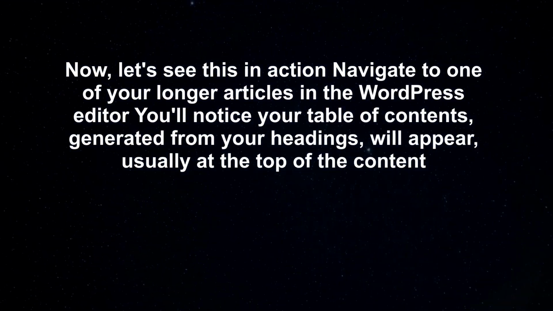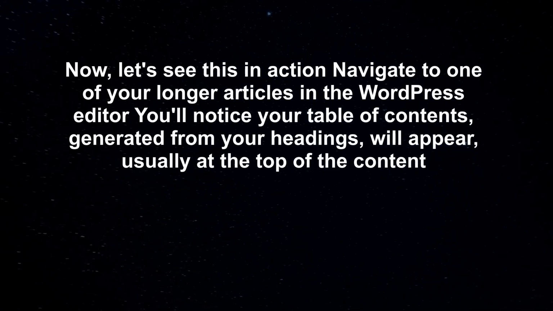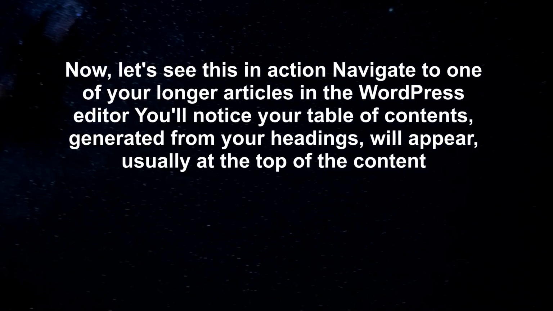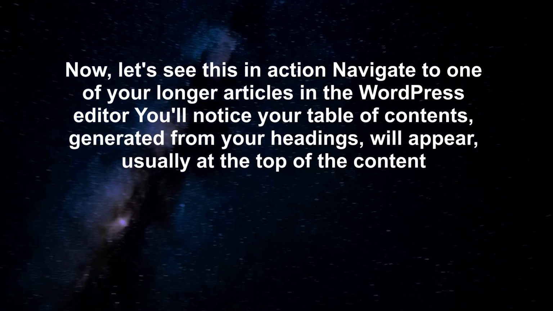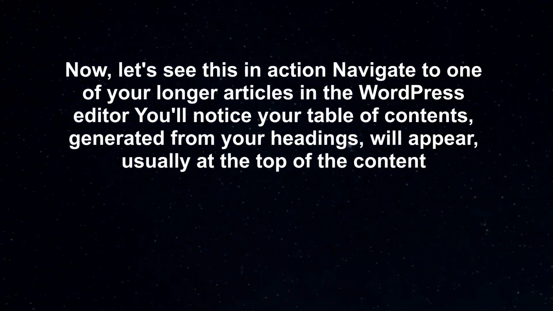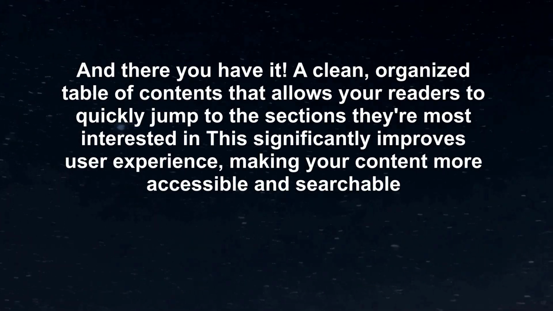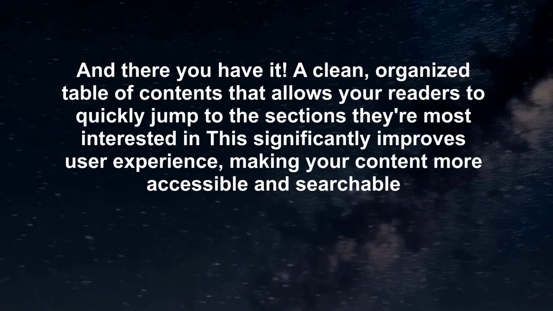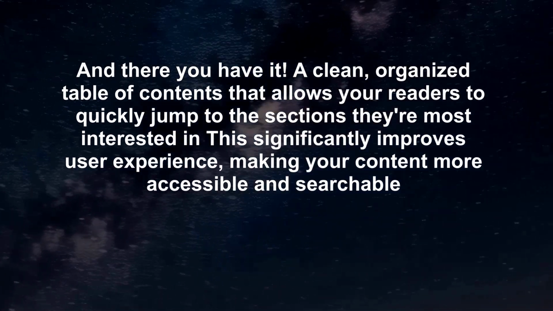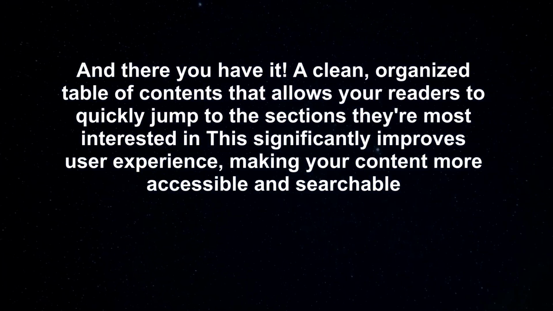Navigate to one of your longer articles in the WordPress editor. You'll notice your Table of Contents, generated from your headings, will appear, usually at the top of the content. And there you have it, a clean, organized Table of Contents that allows your readers to quickly jump to the sections they're most interested in.